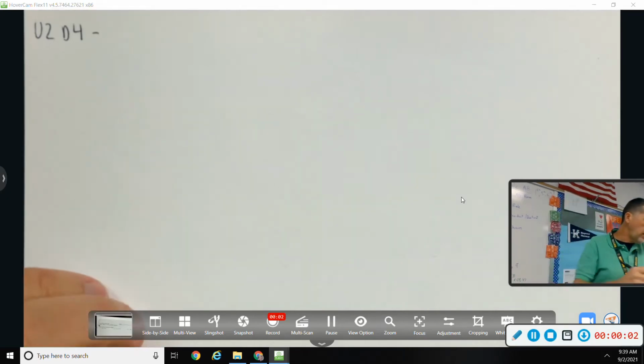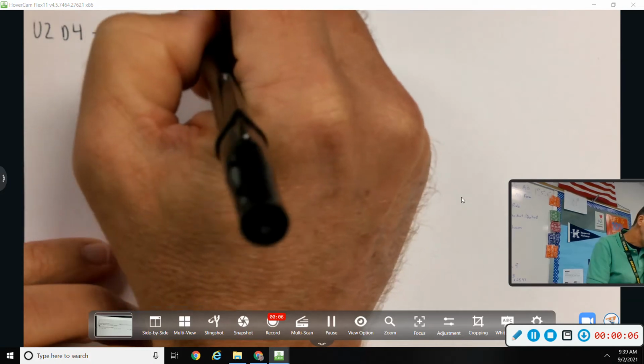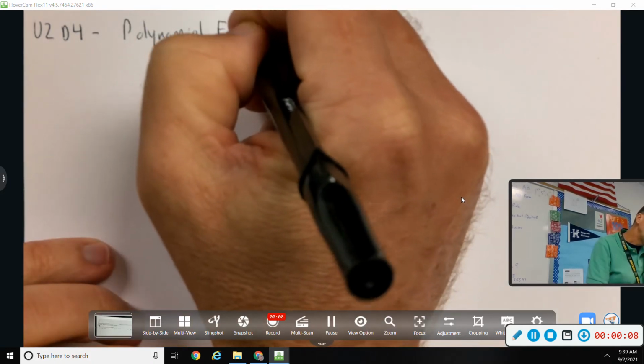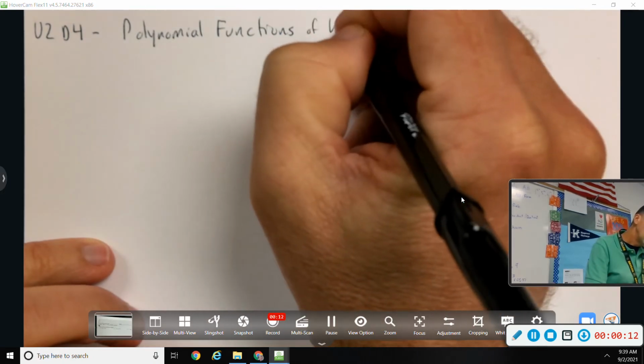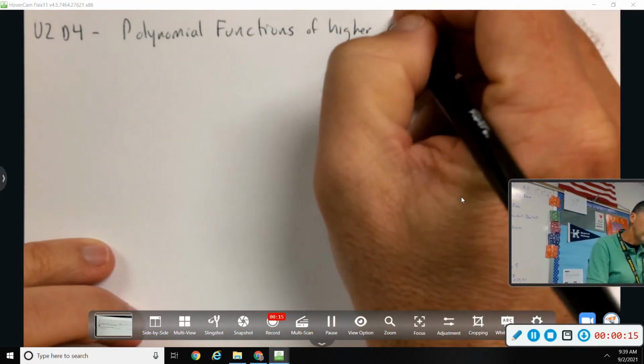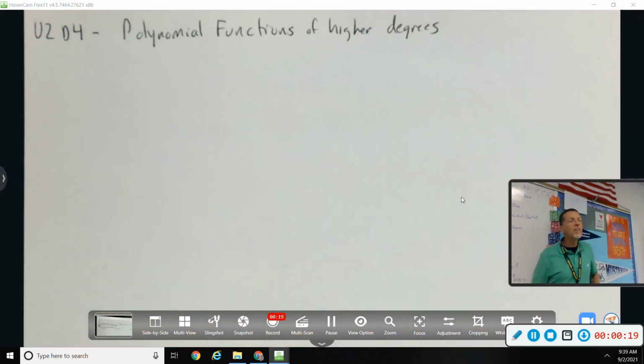Unit 2, Day 4. Polynomial functions of higher degrees. Sounds fancy. Polynomial functions of higher degrees than 2, like a degree 2 polynomial. Now let me slow down there. Polynomial functions of higher degree.